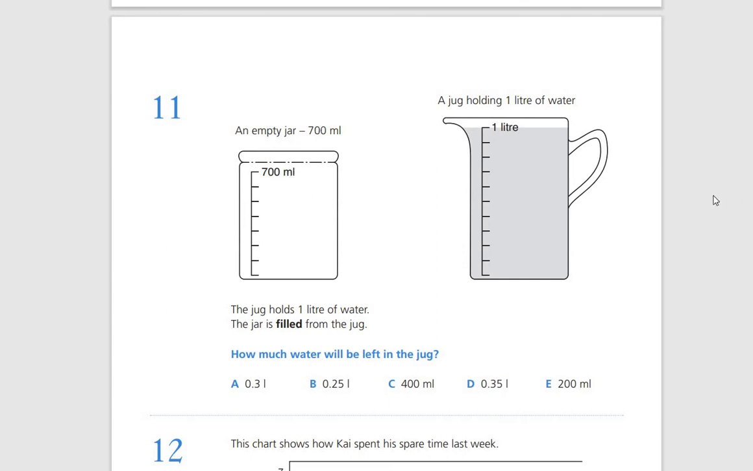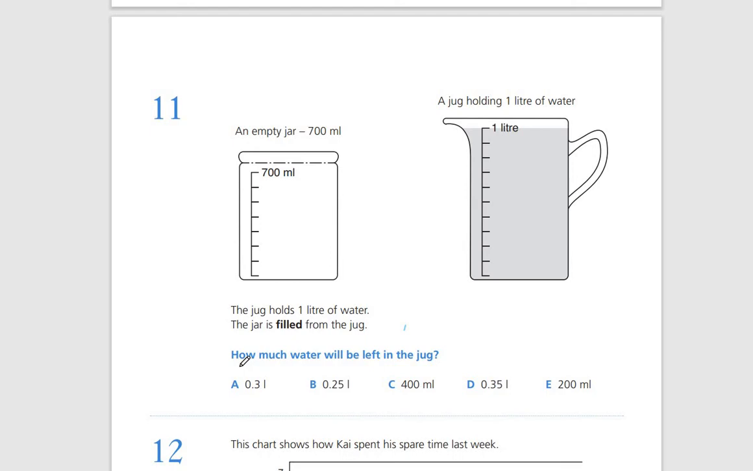Okay. An integer goes up to 700 milliliters, and then this jug holds 1 liter of water. The jar is filled from the jug. How much water will be left in the jug? Okay, so it's got 700 milliliters, and it's 1 liter. If you do 1 liter, which is 1,000 milliliters, minus 700 milliliters, you get 300 milliliters. And you can't fill that up again because it goes up to 700, and it has to be full.